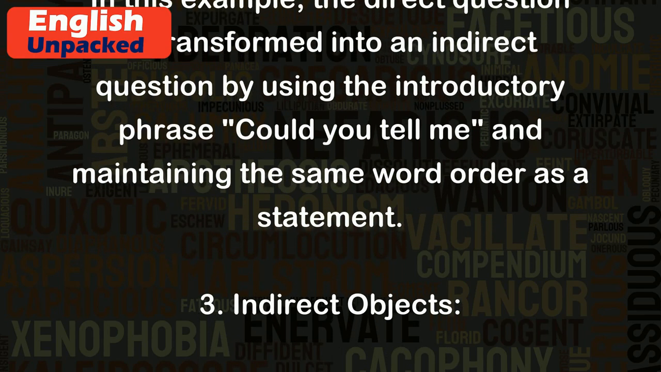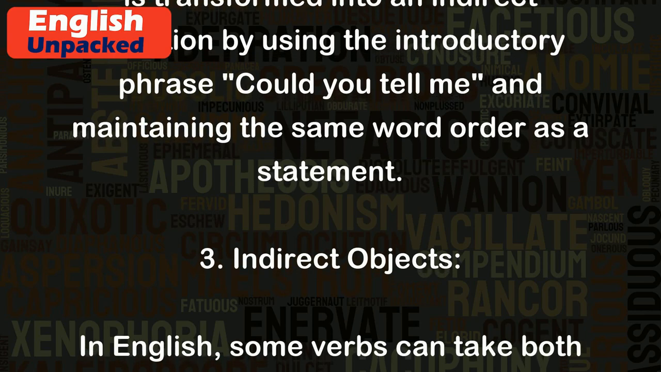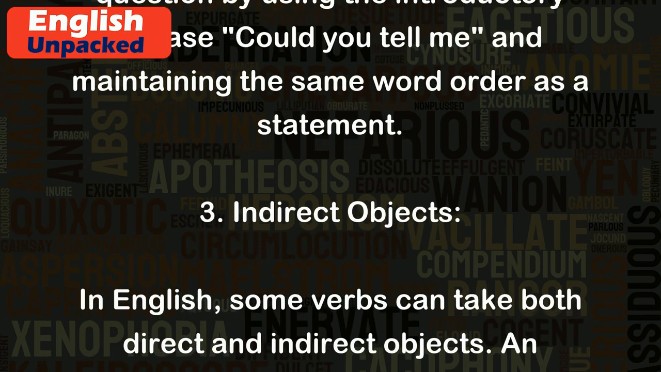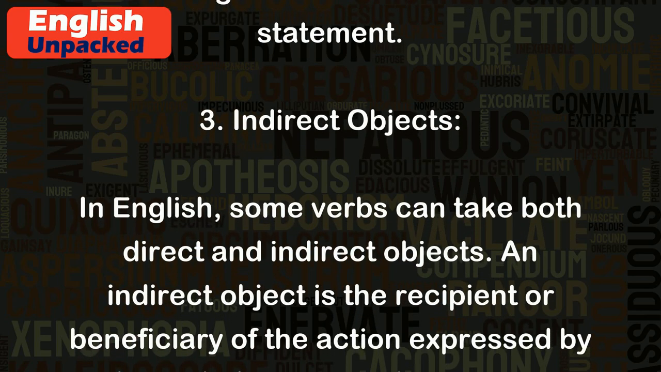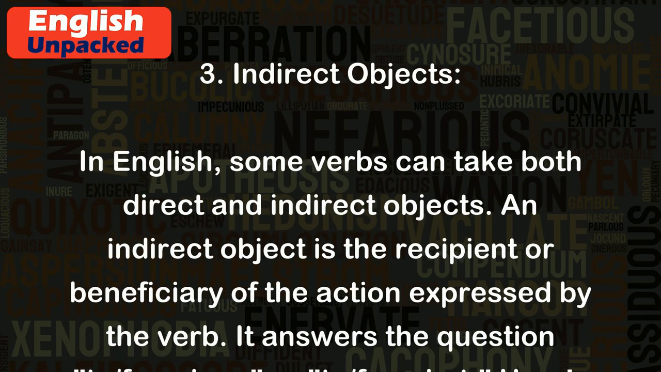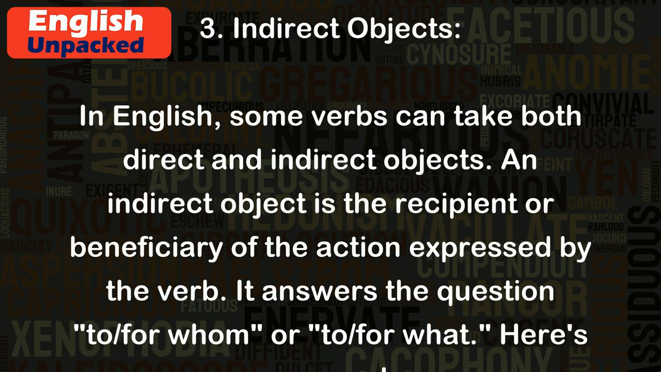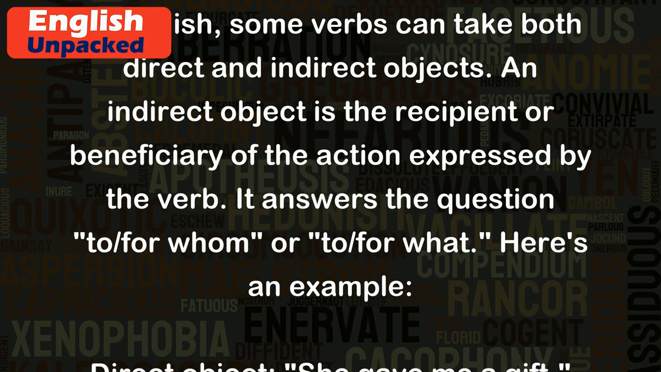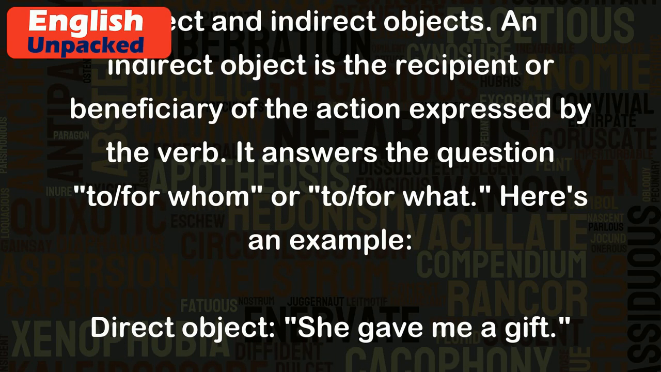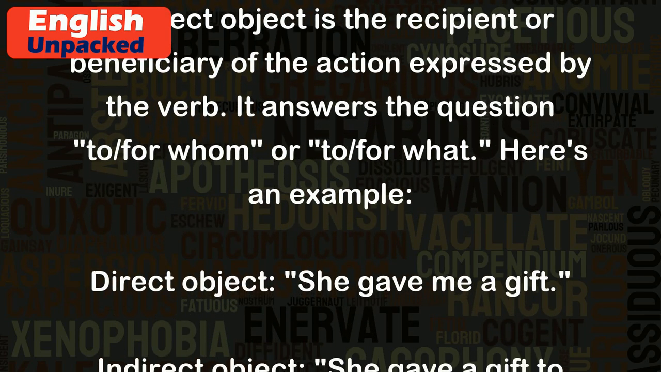3. Indirect objects. In English, some verbs can take both direct and indirect objects. An indirect object is the recipient or beneficiary of the action expressed by the verb. It answers the question, to whom or for whom, or, to what or for what.